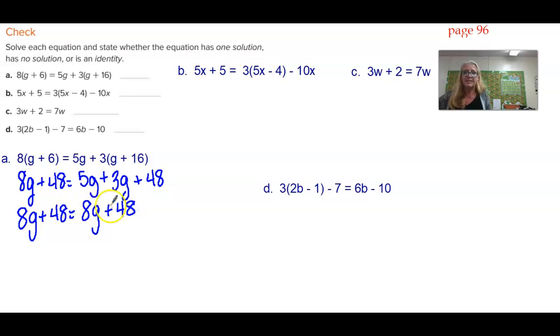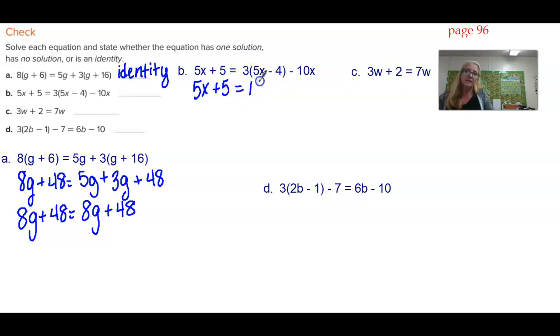And when we have identical sides, we have an identity, and it has infinite solutions. All right, which brings us to B. There's nothing I can do on this left right now. I need to get rid of these parentheses. So I'll just bring the left side down.